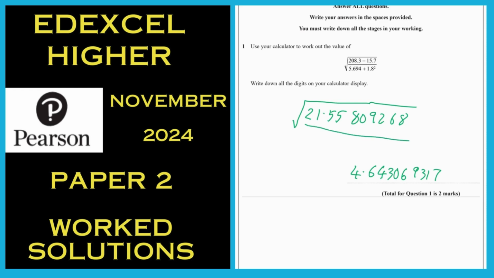If you aren't getting that, I would strongly advise sticking brackets around the numerator and the denominator. Then hit equals before square rooting, and make sure you can use the ANS button on your calculator, because it does come in very handy for iteration and other things later on.